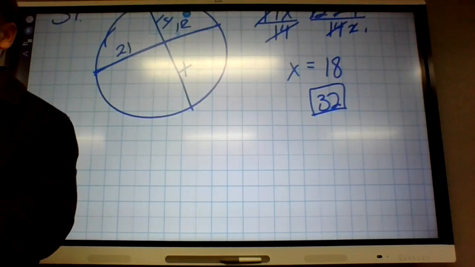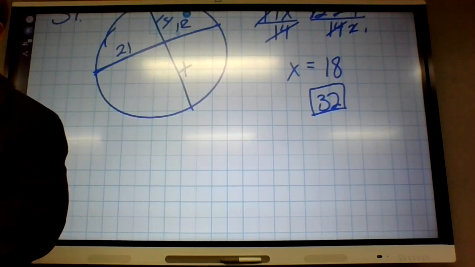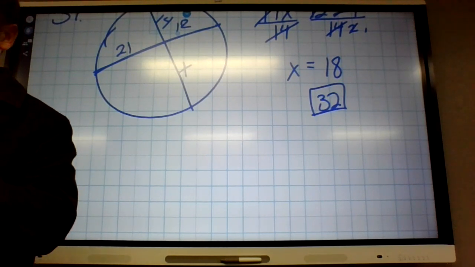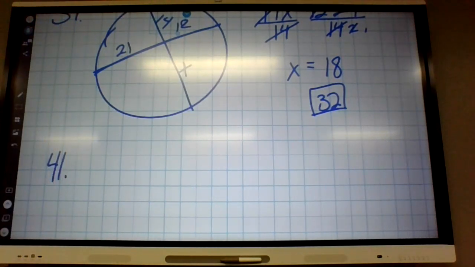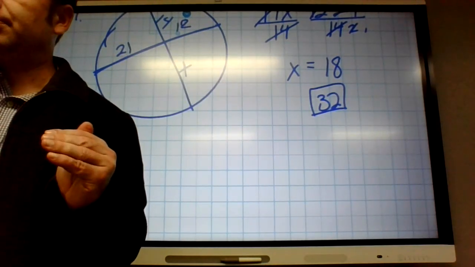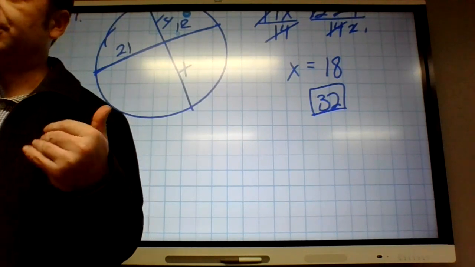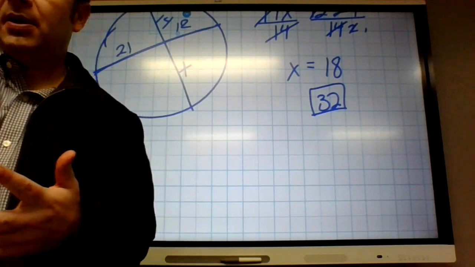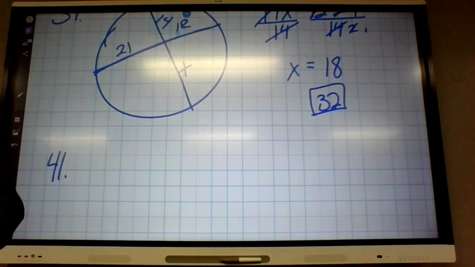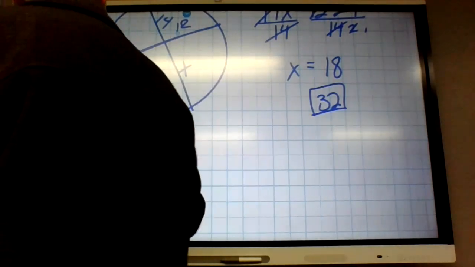It was the outside times the whole thing equals the outside times the whole thing. That's what we just graded yesterday. Remember that? Anyway, the outside is like G, the whole thing is like G plus M in parentheses equals F times F plus N. Remember that? All right, so for 41, they're giving us numbers to plug in. I'm gonna draw that real quick.